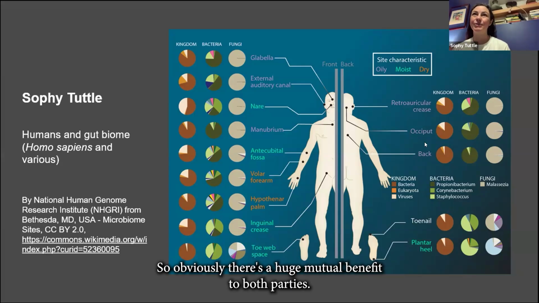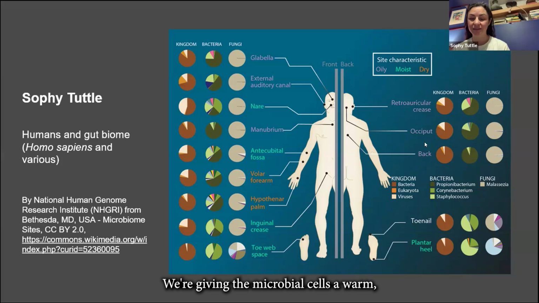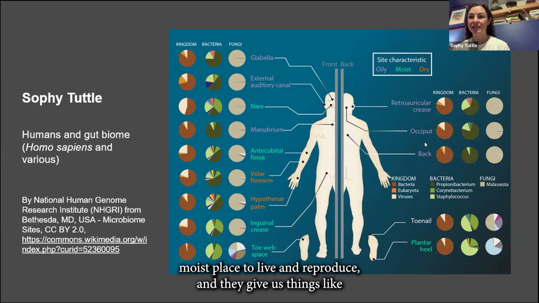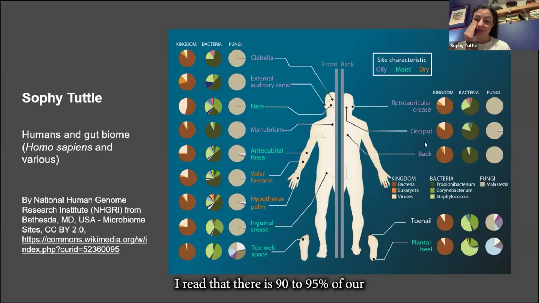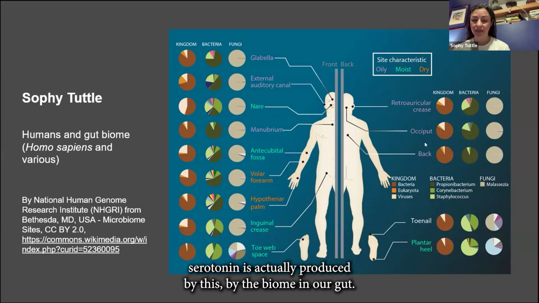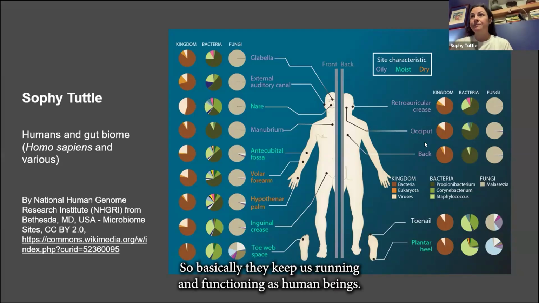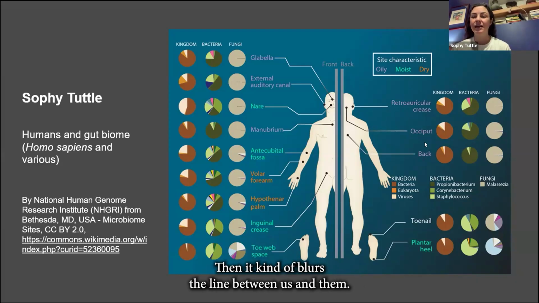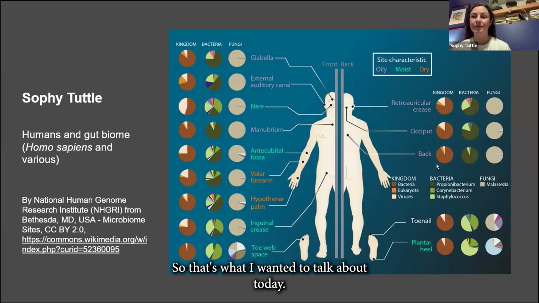Obviously there's a huge mutual benefit to both parties. We're giving the microbial cells a warm, moist place to live and reproduce. And they give us things like, I read that 90 to 95% of our serotonin is actually produced by the biome in our gut. So basically they keep us running and functioning as human beings, and it kind of blurs the line between us and them. I think that's super interesting. So that's what I wanted to talk about today.